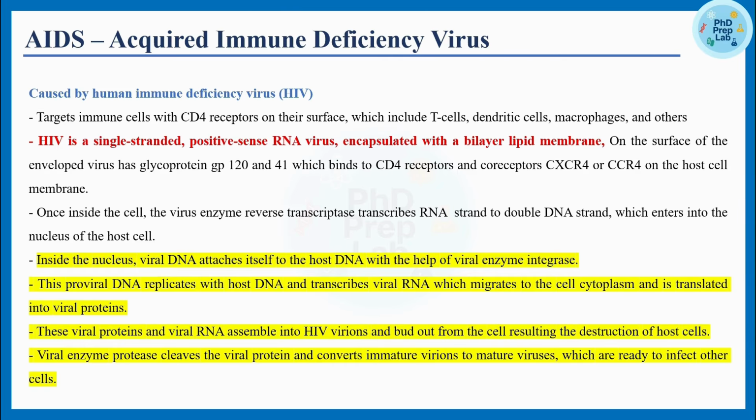Mainly to remember is that HIV is an RNA virus and it is encapsulated with a bilayer of lipid membrane. This point is also very important. On the surface of the enveloped virus, it has glycoproteins GP120 and GP41, which bind to the CD4 receptors and their co-receptors on the host cell membrane. So HIV enters the host body and infects the CD4 T cells, macrophages, and dendritic cells. With the help of the GP120 glycoprotein, the virus binds to the CD4 receptor and its co-receptors, and the membrane fusion is actually mediated by the GP41 glycoprotein.